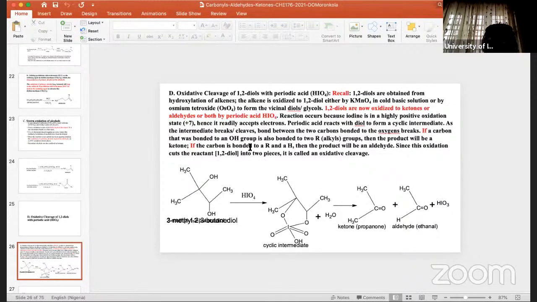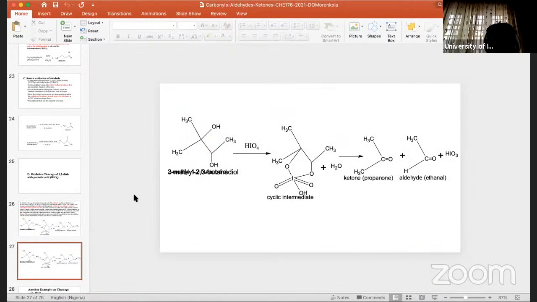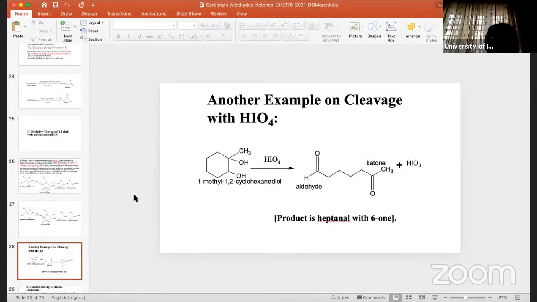So if the carbon linked to the OH is bonded to R and an H, like here, then the product will be an aldehyde, as it is in here. But if the carbon bonded to the OH group is also bonded to two alkyl groups, with no hydrogen on it, then the product will be a ketone. What I've said earlier is what I've displayed therein. So it's just bringing it clear over there.